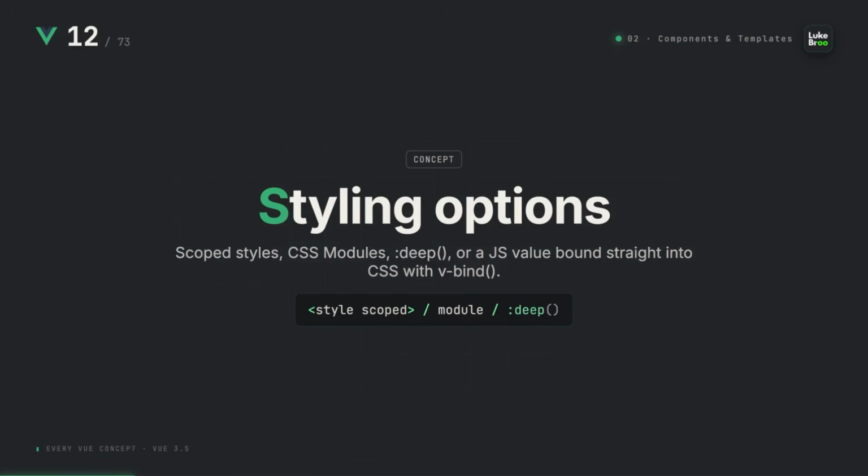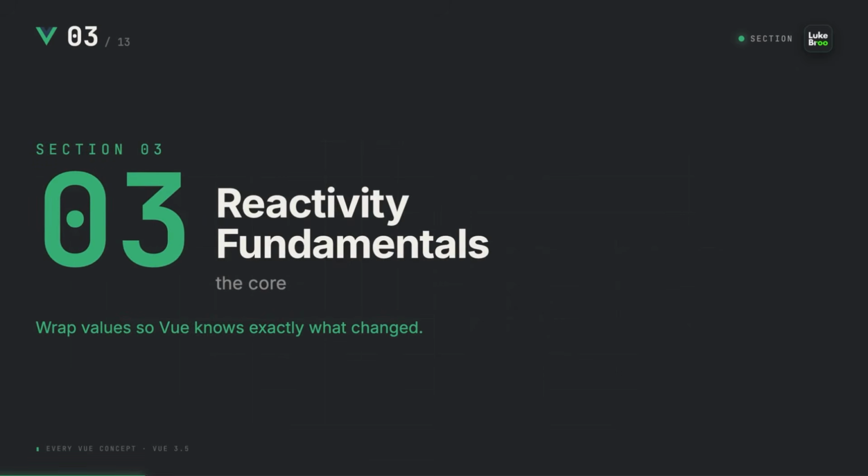There is no single right way to style a Vue component. Style scoped auto-scopes your CSS to just this component. CSS modules give you hashed class names. The :deep function lets you reach into a child component's styles, and v-bind inside styles lets a JavaScript value drive real CSS directly. Pick what fits you the best.